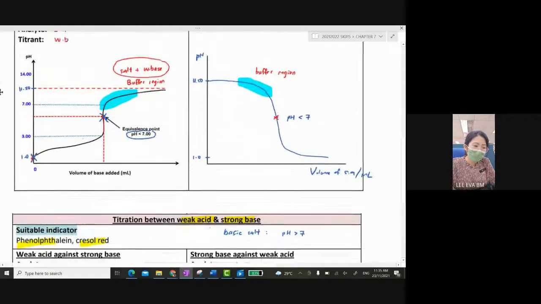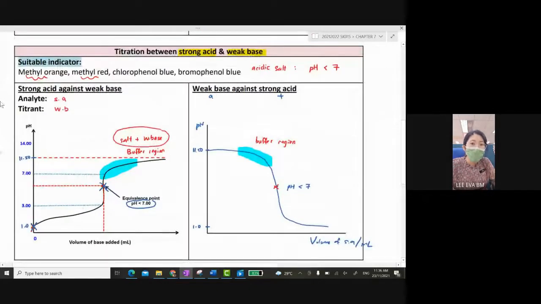Where is the buffer region? Try to explain to yourself once again. What is a buffer? Kenapa buffer dia dekat sini, dia bukan dekat sini? Kenapa kita bila terbalikkan dia, analyte jadi weak base, strong acid titrant, ini pula jadi buffer region. So you need to explain this one to yourself again as a revision.